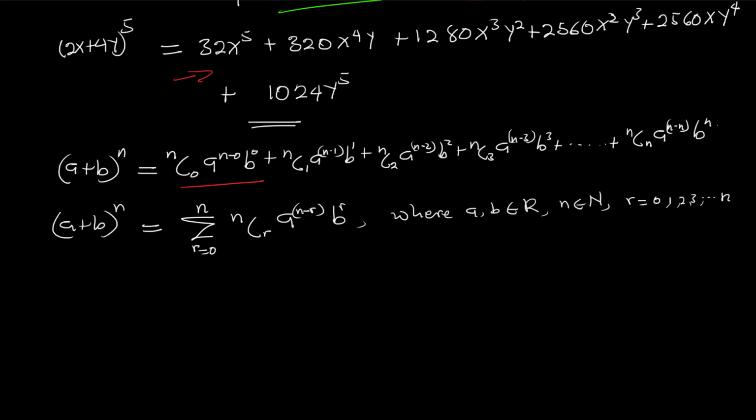This formula for expanding the binomial is referred to as the binomial theorem. It's used to expand polynomials of the form (a + b) raised to the power n. So we take note of this formula, which we refer to as the binomial theorem, and we are going to use this in most of our expansions of binomials. Let us take an example and use it to illustrate the use of the formula.